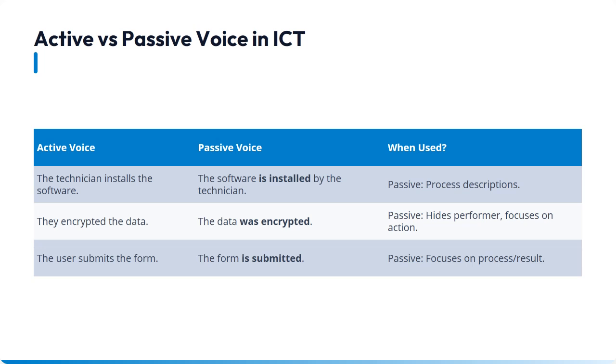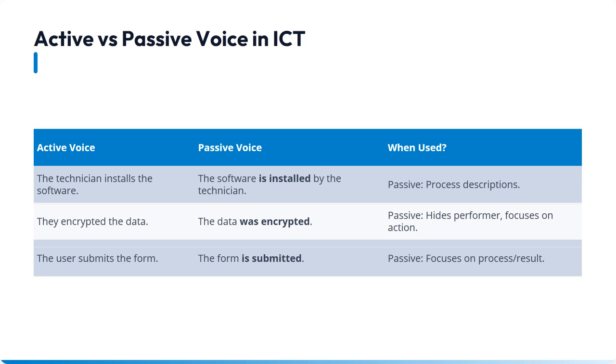Let's take some examples. You can use passive voice for process description. The technician installs the software. In active voice, we give importance to who did the action. However, in passive voice, who did the action is not important. The software is installed by the technician. Grammatically, in the sentence, the software is the subject. Is installed is the verb. By the technician, here the technician is called an agent in passive voice and it's not an object.